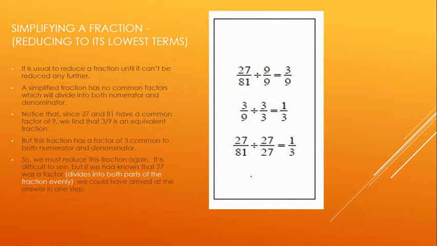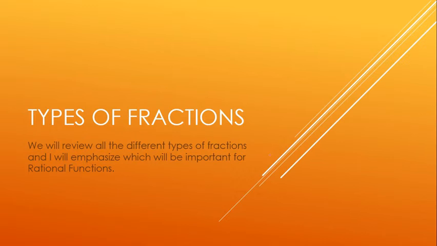It is difficult to see, but if we had known that 27 was a factor, as shown in the last example, that divides both the parts of the fraction evenly, then we would have arrived at the answer in one step. So we divide by 9 first, and then we can see that you can take another 3 out. 9 times 3 is going to give you the 27.